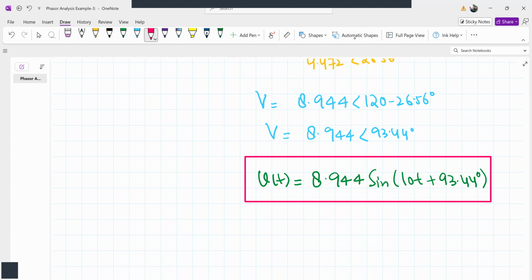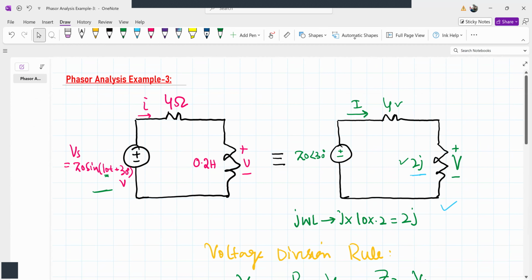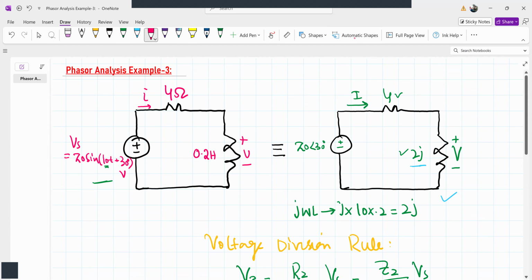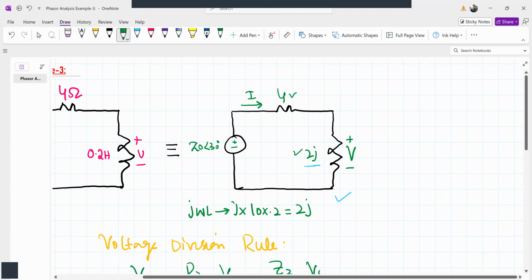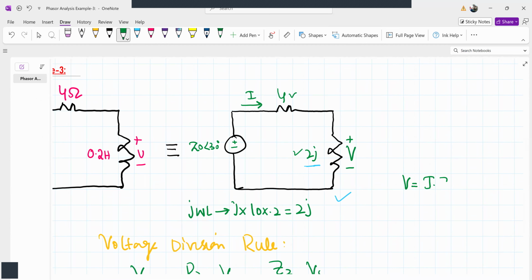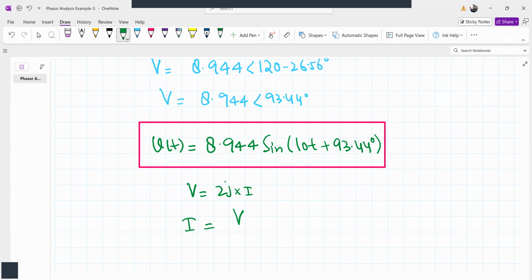Now, next quantity that we need to determine is I. What's the relationship between phasor I and phasor V? From Ohm's law, we know voltage across impedance Z is simply given as V is equal to I times Z. Here Z is simply 2j. This is the impedance offered by the element. So we'll use Ohm's law: the voltage across this 2j impedance is multiplied by I. Now we need to find I. So I is V by 2j.